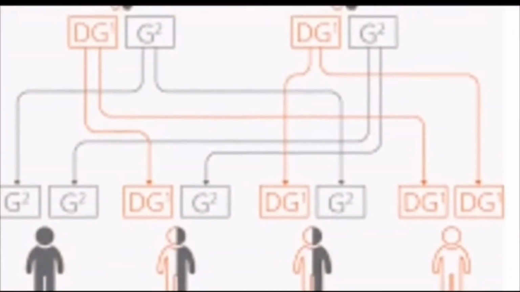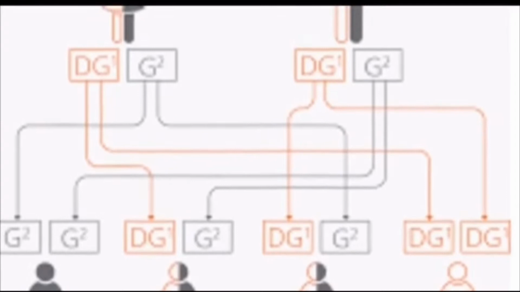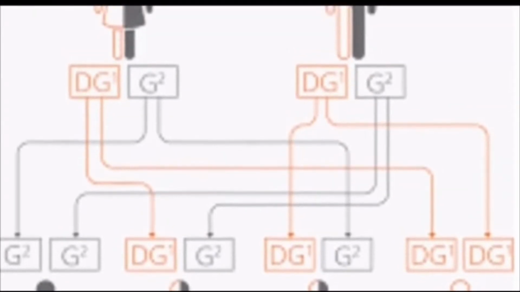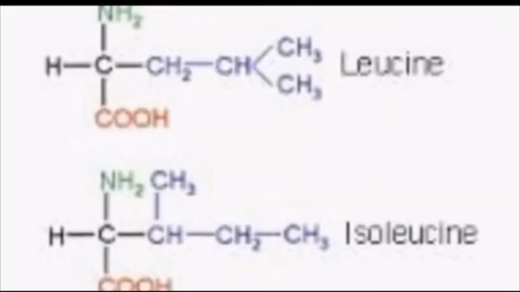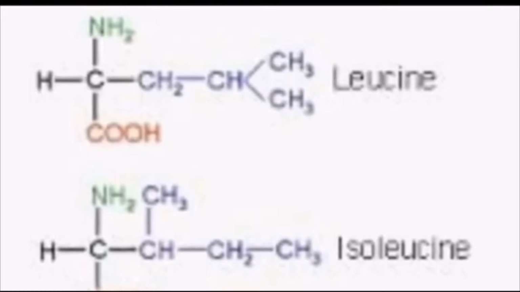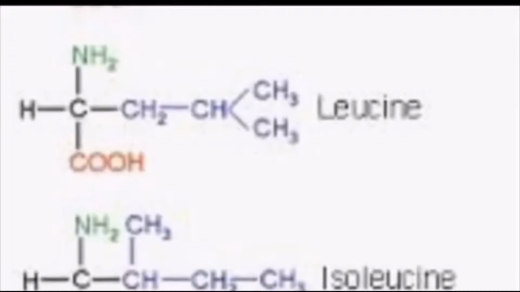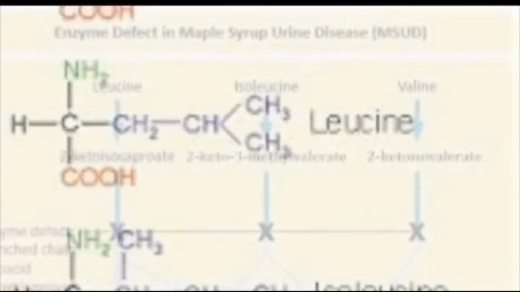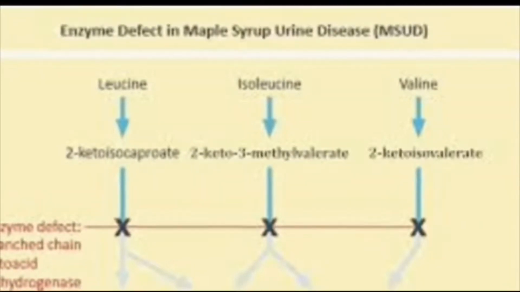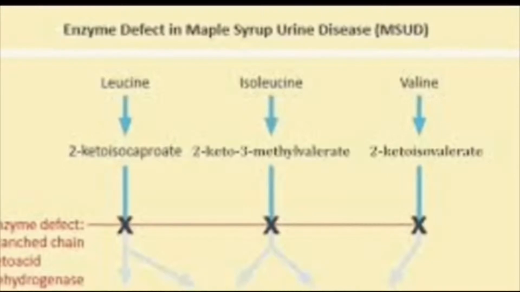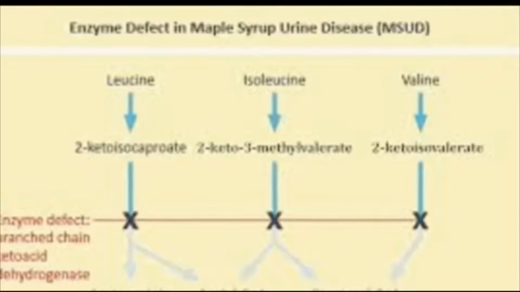Maple syrup urine disease can be caused by a homozygous or a compound heterozygous mutation in at least 3 genes: BCKDHA on chromosome 19q13, BCKDHB on chromosome 6q14, and DBT on chromosome 1p21. They provide instructions for making proteins and can reduce or eliminate function of the protein complex. It prevents the breakdown of leucine, isoleucine, and valine. They build up in the body over time and are toxic to the brain and other organs. This eventually causes health problems and even death.